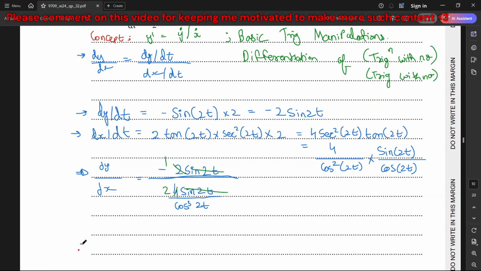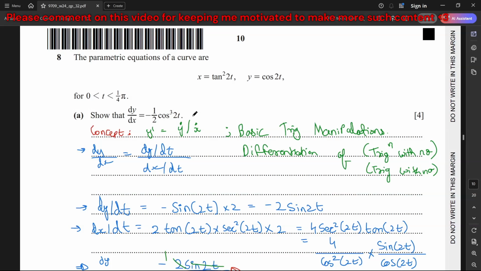Therefore, my dy/dx will come out to be minus half, then cos cube 2t goes on the top. So minus half cos cube 2t is what I get. And as you can see, this is exactly what I had to prove.